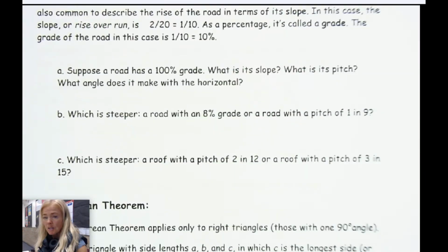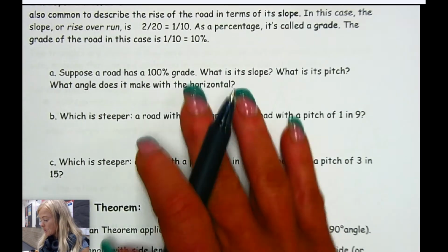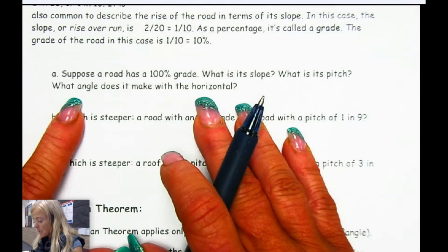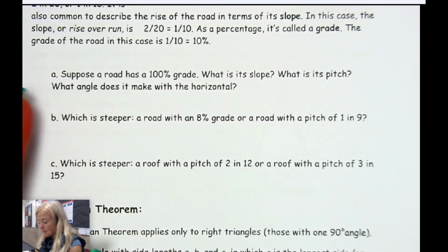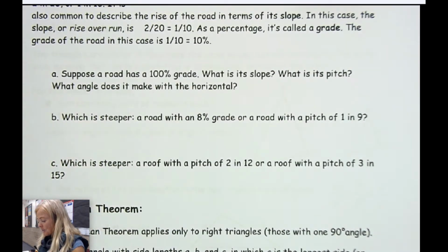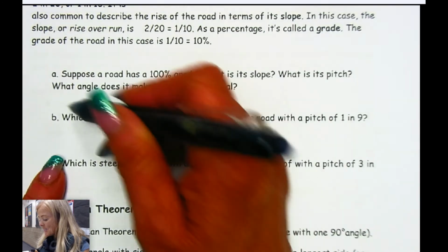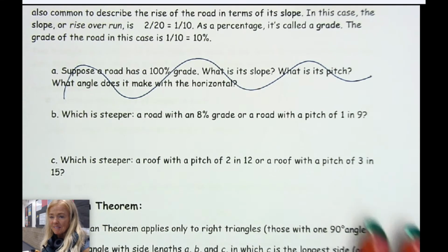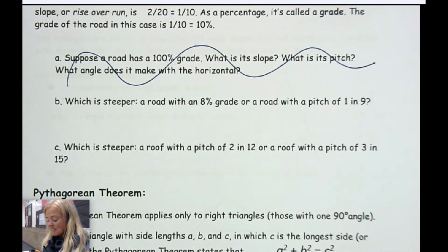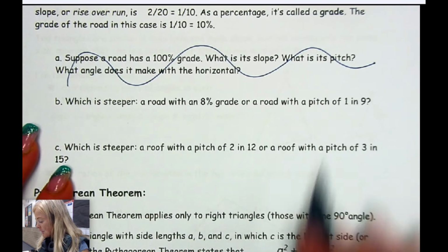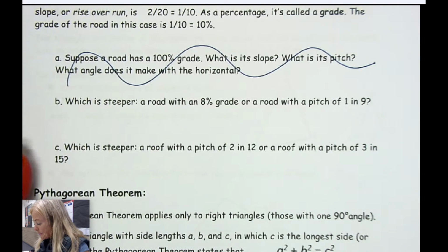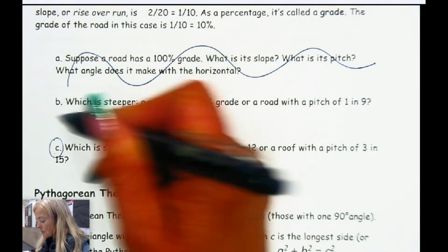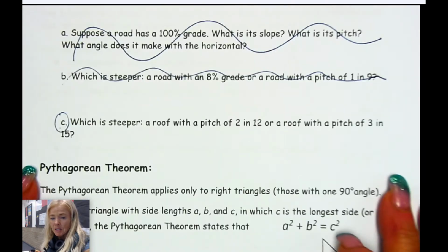Suppose a road has a 100% grade. What is its slope? What is its pitch? And what angle does it make with the horizon? We don't actually have to do this problem, so I'm just going to cross it out, because it is not asked on the homework, and I just want to hit the ones on the homework. The type on the homework are just C, so we're just going to do C. My video is already long enough.